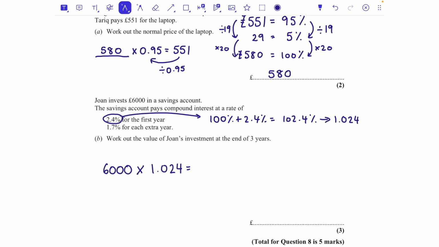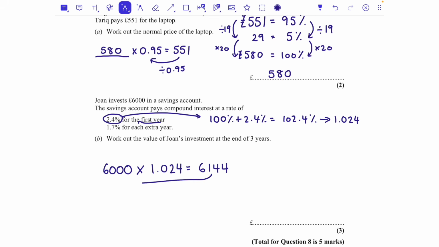So 6,000 times 1.024, and sometimes we put a power here. So if it was for 2 years, we'd say that bit's squared. If it was for 3 years, we'd say that bit's cubed. But this is only 1 year that we're getting this rate. So I just want to times it by that. And that is 6,144. So after that first year, Joan now has 6,144.